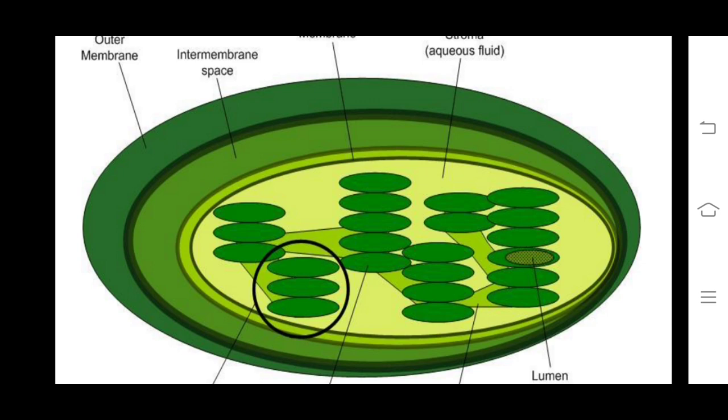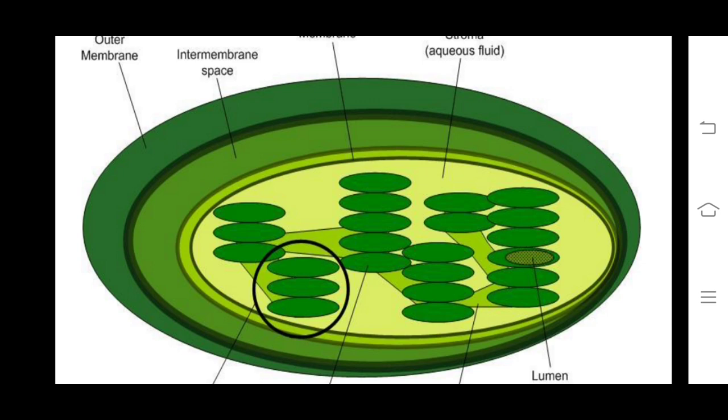Chloroplast is a membranous structure. It is bounded by 3 membranes. Outer 2 layers are protective. They protect the chloroplast, and the inner layer forms stack-like structures called granum. So granum is the site for trapping solar energy or sunlight.